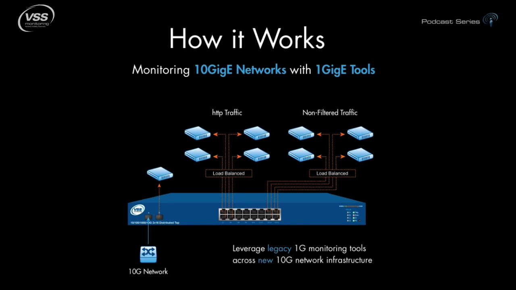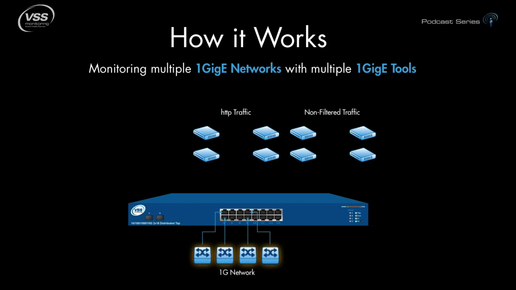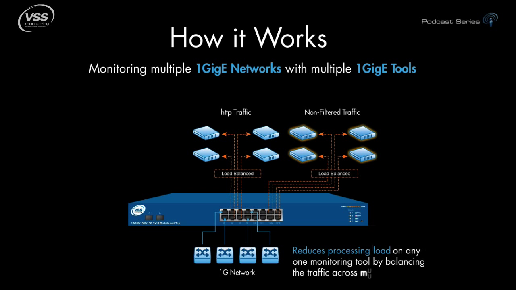The second example here shows the monitoring of multiple 1 gig networks with multiple 1 gig tools. You're able to reduce the processing load on any one of your monitoring tools by balancing the traffic across multiple tools, utilizing your existing monitoring devices.